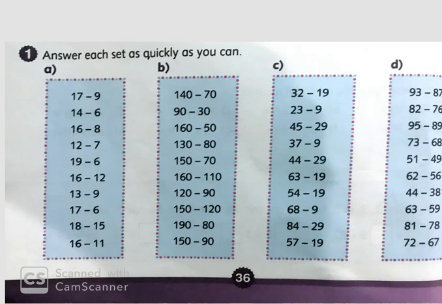And part C, 32 minus 19, you can use the rounding method here. You can round this 19 to the nearest ten, 20, and you can do it. And part D, you can use the line method, as I did in some of the examples for you, such as 73 minus 68. You can use the line method to solve these questions. So solve it by yourself.